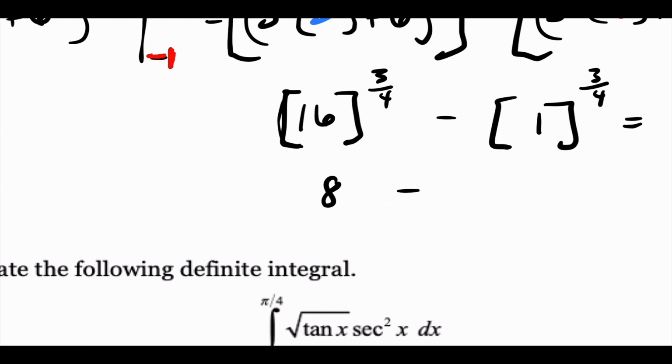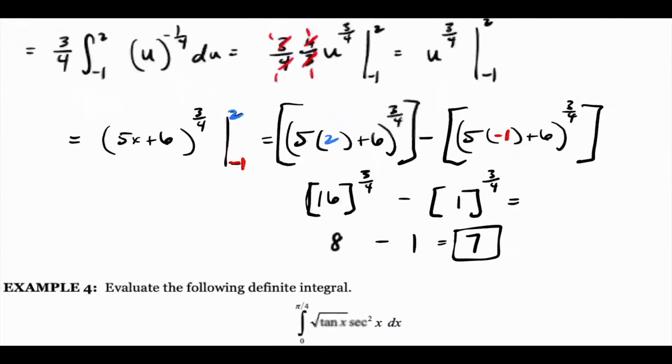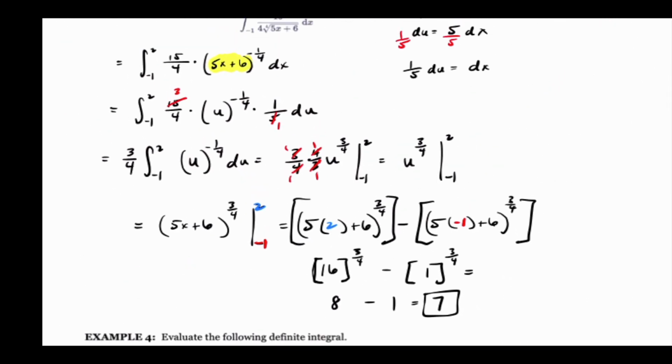1, it doesn't matter because it's always 1. 1 cubed is 1. The 4th root of 1 is 1. And there you go.